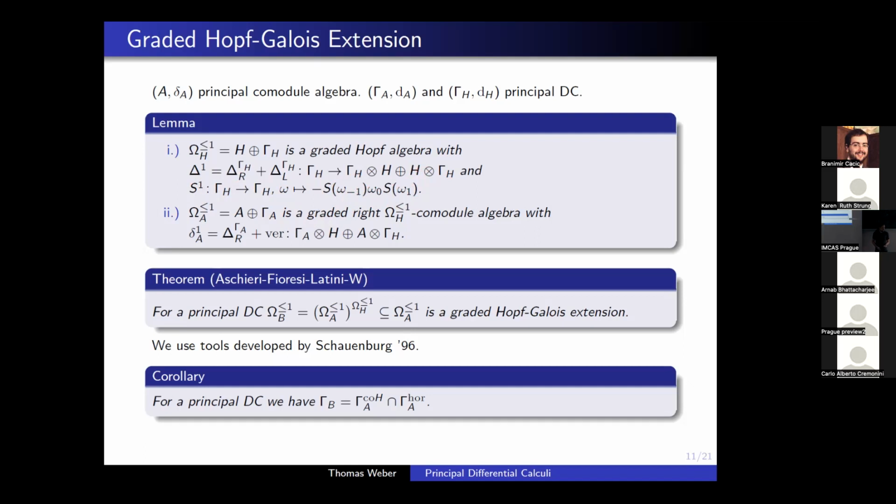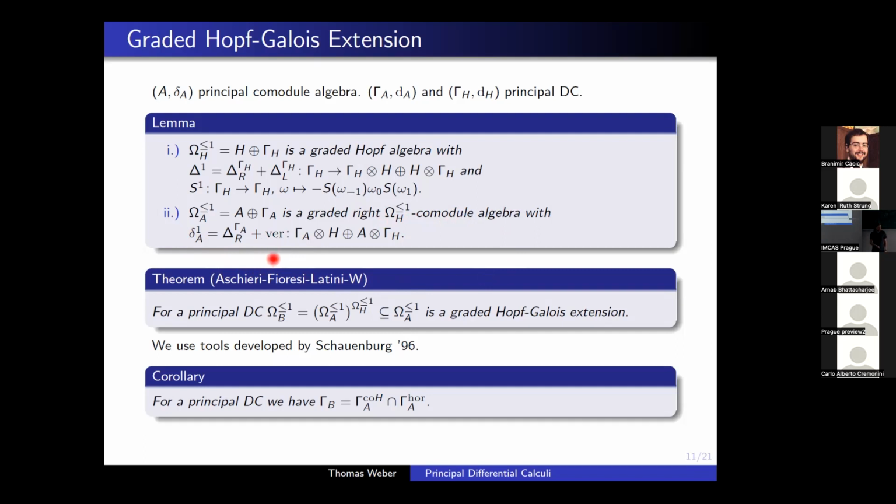Furthermore, we can see this A plus Γ(A) as a graded comodule algebra corresponding to this graded Hopf algebra. And so the coaction in order 1 is now the sum of the right coaction we are having by assumption on Γ(A) plus the vertical map. So this is where the vertical map appears.